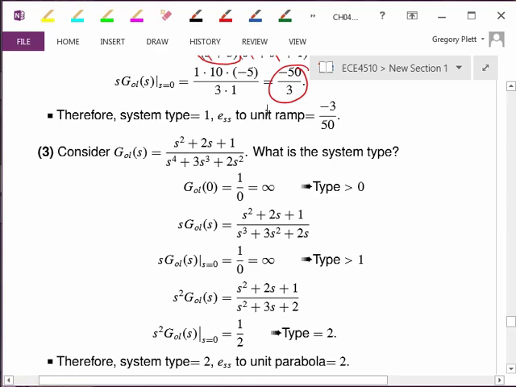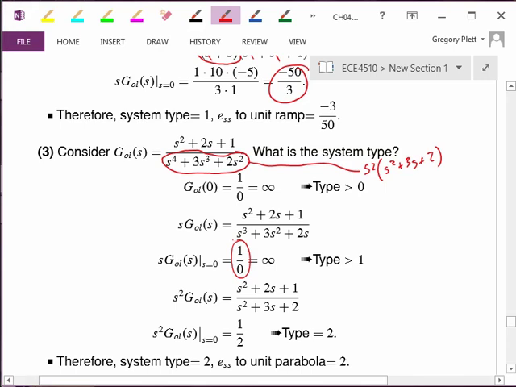I multiply by S. And notice that the denominator has a factor of S squared that can be pulled out. So this is equal to S squared times S squared plus 3S plus 2. So even if I multiply by S, I'm still going to have an S in the denominator, and I'm still going to have a divide by 0. And so I must have a type that's bigger than 1.